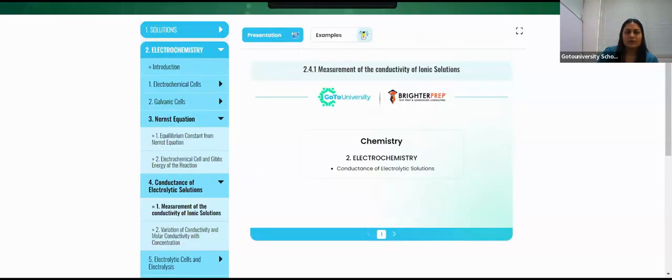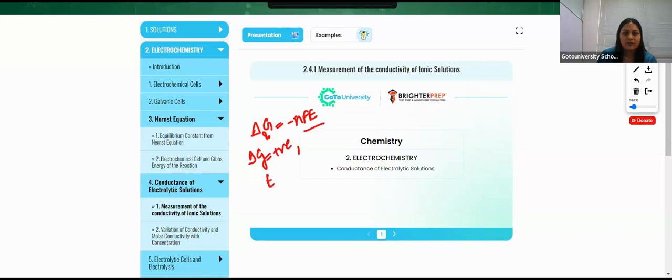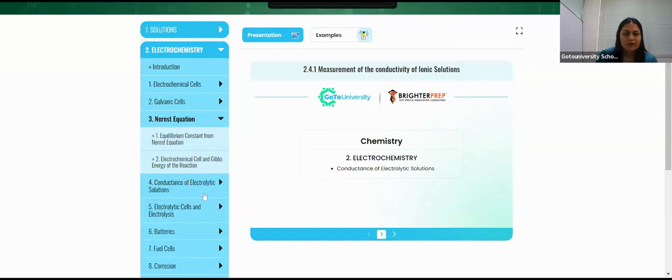Can you tell me what was the formula for Gibbs free energy? Reversible Gibbs free energy, it was minus nFE, right? And from this we can check whether the reaction is spontaneous or not. For Gibbs free energy, if it is a negative value, and positive electrode potential, then the reaction is known as spontaneous, and vice versa. All right, so let us move to our today's topic, which is conductance of electrolytic solutions.